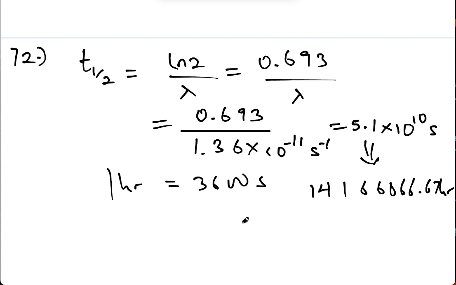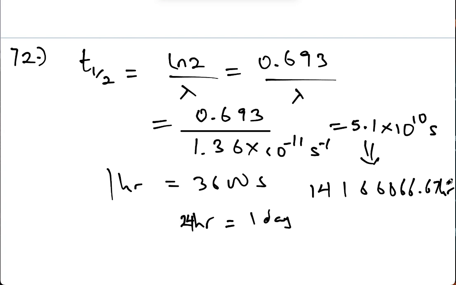Now let's convert this to days. We know that inside 1 day we have 24 hours, so we divide that answer by 24 to see how many days this is going to be. It's still a big number, so let's see if we can do years.